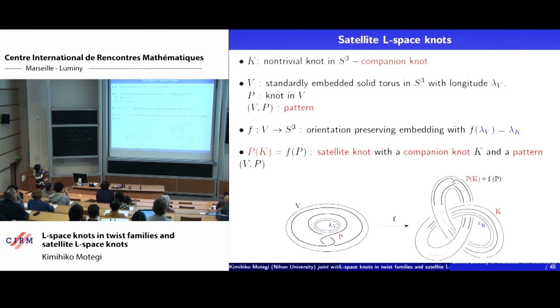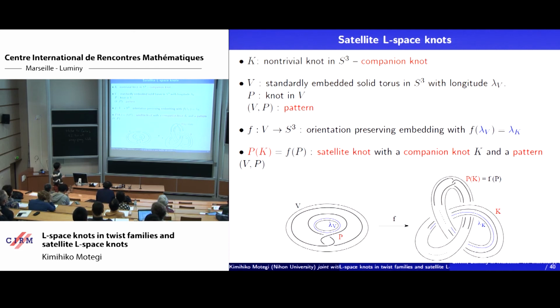Okay. Now we apply our result to a study of satellite L-space knots. Let us recall what a satellite knot is. Let K be a non-trivial knot in the 3-sphere, and let V be a standardly embedded solid torus in the 3-sphere with longitude lambda_V. And P is a knot inside V, any knot, just inside. We call the pair (V, P) a pattern.